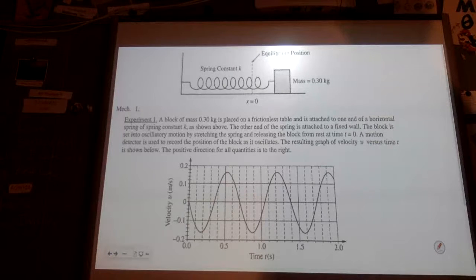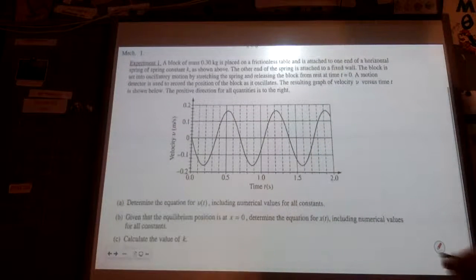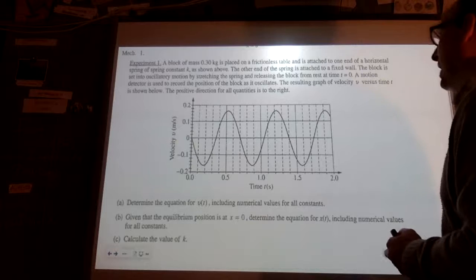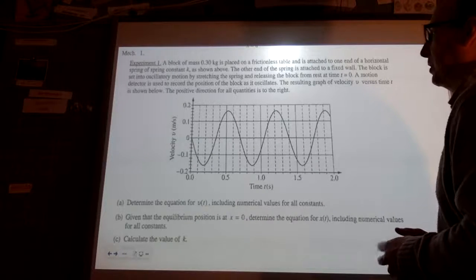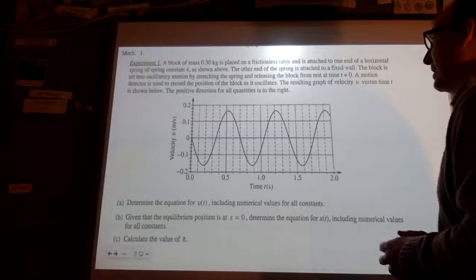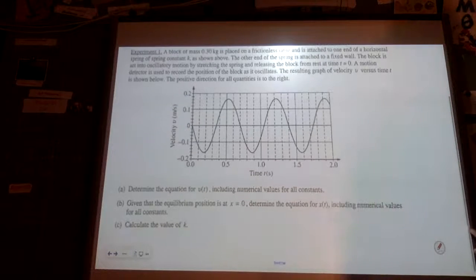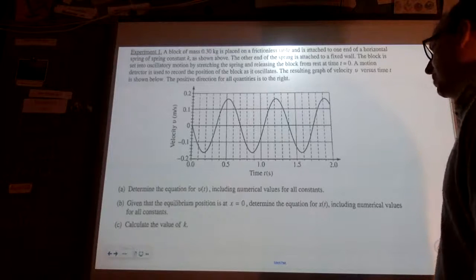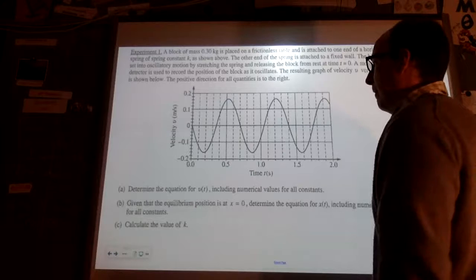The other end of the spring is attached to a fixed wall. The block is set in oscillatory motion by stretching the spring and releasing the block from rest at time t equals 0. A motion detector is used to record the position of the block as it oscillates. The resulting graph of velocity versus time is shown below. The positive direction of all quantities is to the right. Determine the equation V(t), including numerical values for all constants.